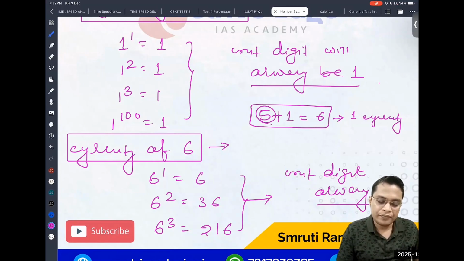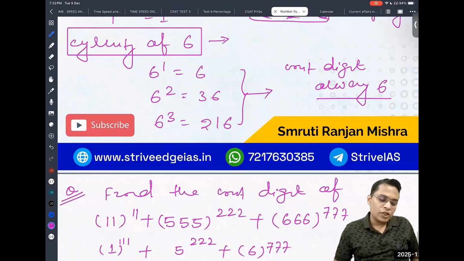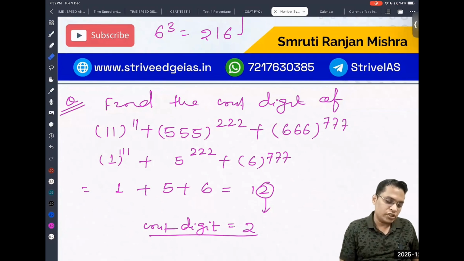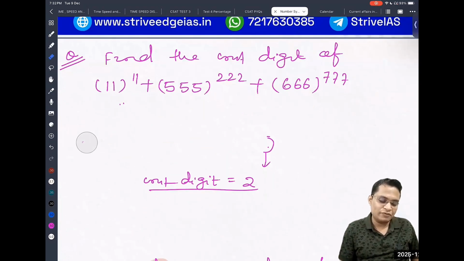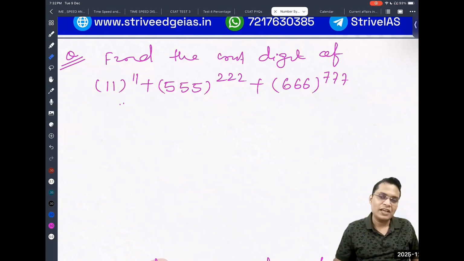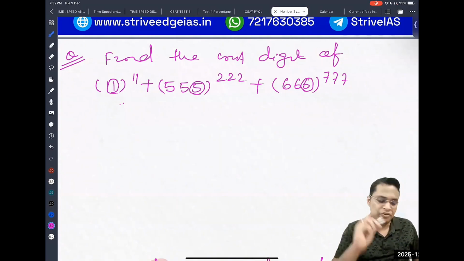So 1, 5 and 6 have single cyclicity. You can remember this using the formula 5 plus 1 equals 6. Next, this is a very interesting question. Find the unit digit of this sum. Already we know that all these are given in a single cyclicity question. Our concern is only the unit digit, not the other numbers.